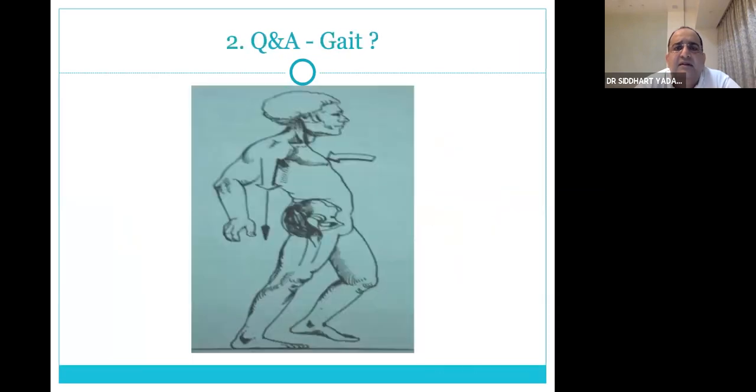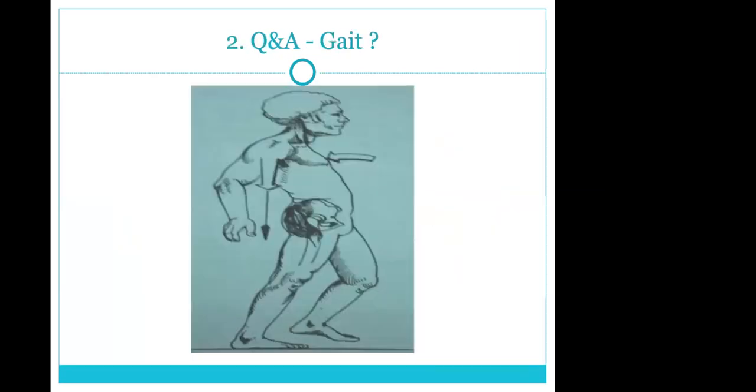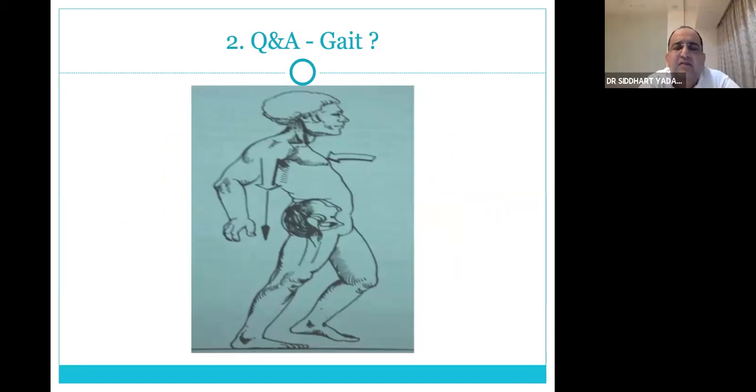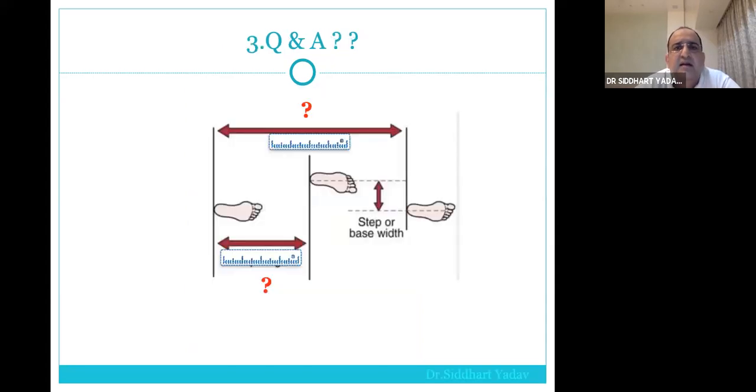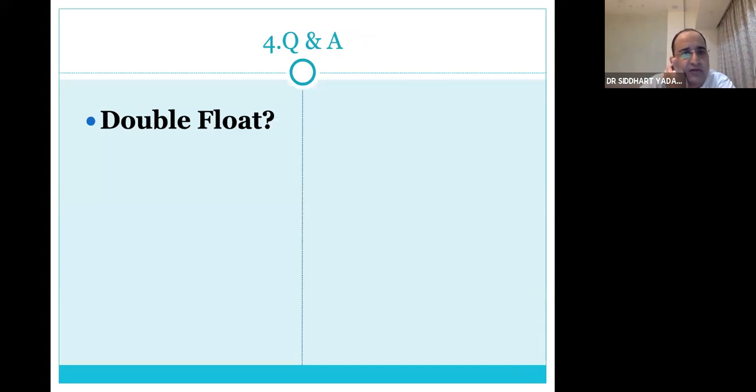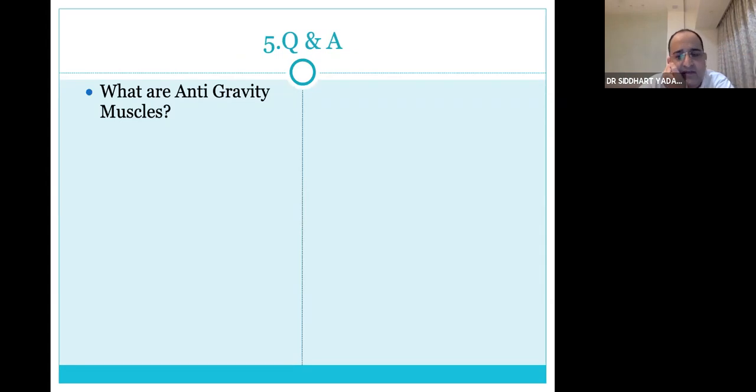Next, what is this gait known as? The person is leaning backward, with the hip in front. Third, what are the long arrow and the small arrow? Fourth, what is double float meaning? And fifth, what are the anti-gravity muscles?